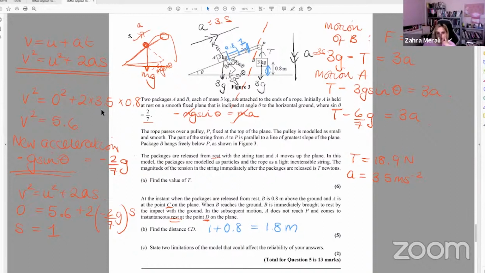Then it says state 2 limitations that could affect the reliability. The mark scheme usually says something sensible, but it could be things like the model doesn't take into account, or assumes, the size of the packages, or the shape of the packages. The rope might not be inextensible. We may not be able to assume equal accelerations. Any assumptions that are automatically made.